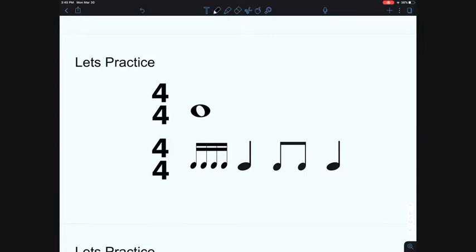And here's some more practice. We have a whole note, and 4/4 gets 4 beats. Let's try it. 1, 2, ready, go. 1.